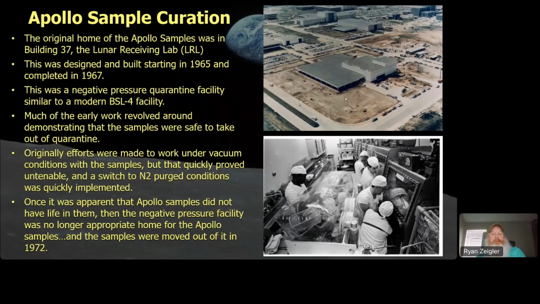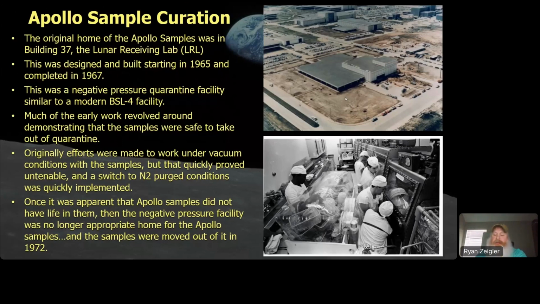They kept losing the vacuum and flooding the chamber with Houston air. And so they realized that rather than work in a tenuous vacuum situation, it made more sense to switch to nitrogen purge conditions. And we'll see more about that. And so once they realized that there wasn't life on the moon, there was no longer a quarantine worry, which is really after the Apollo 12 mission, but they kept the quarantine in place till after Apollo 14.